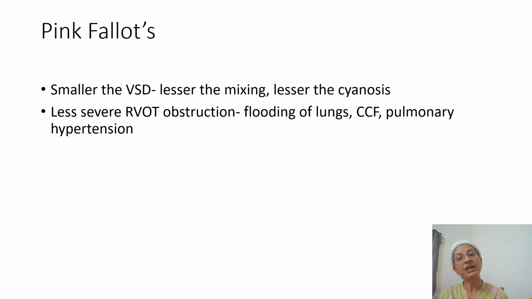Due to this, the right ventricle will be emptying primarily into the pulmonary trunk and the left ventricle into the aorta, and therefore there will be less degree of cyanosis. However, because of the less severe RVOT obstruction, the blood is going into the lungs and therefore there may be some degree of CCF and pulmonary hypertension in these children.